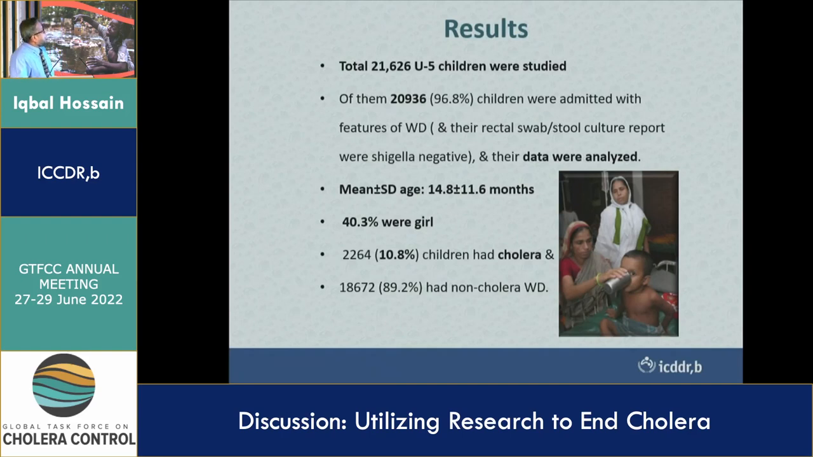Among them, around 21,000 children were admitted with features of watery diarrhea, but their rectal swab culture were negative for Shigella. So there is a confusion with that children that it's cholera or not cholera. So total 21,000 watery diarrhea children were studied. Their mean age was around 15 years. 40% were girl, and around 11% children had cholera.